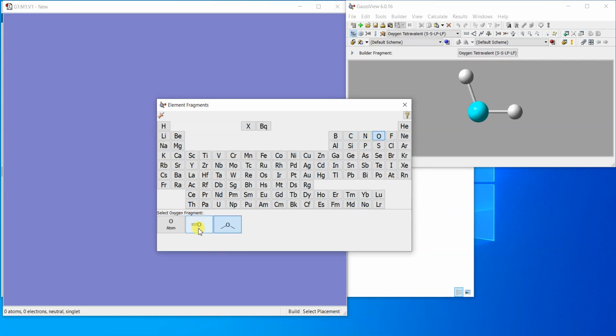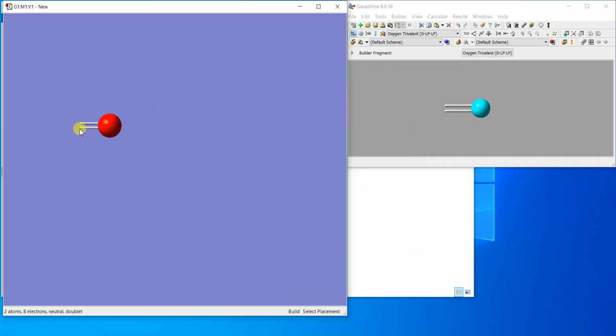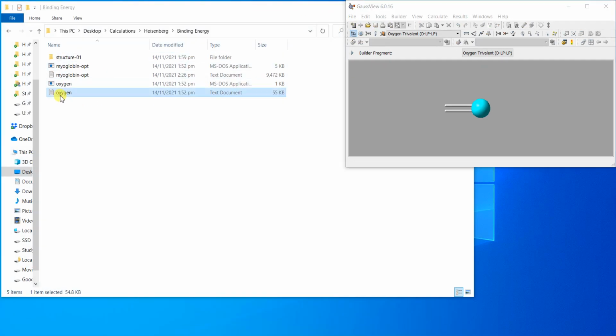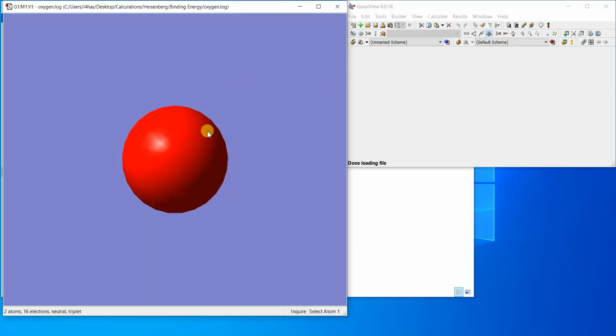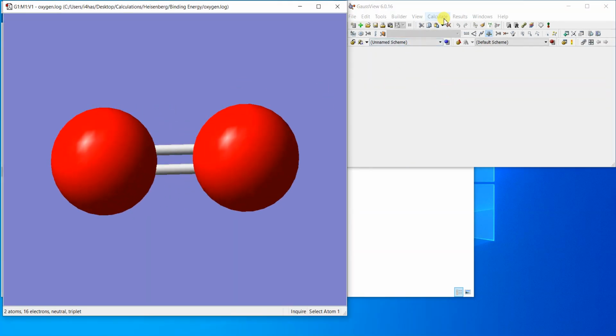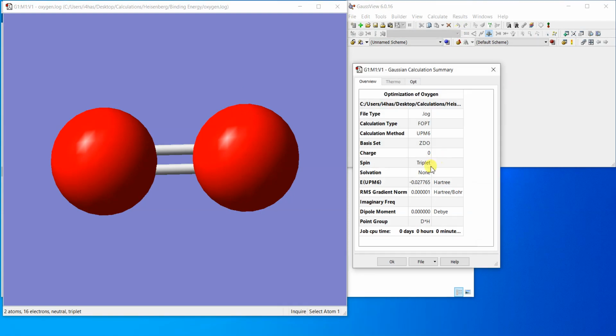If I take oxygen here, you can optimize it in the triplet state, that is its ground state geometry, and then we take all of those energies. For example, see here, I have already optimized oxygen. If I come to the summary, I have its energy right here.